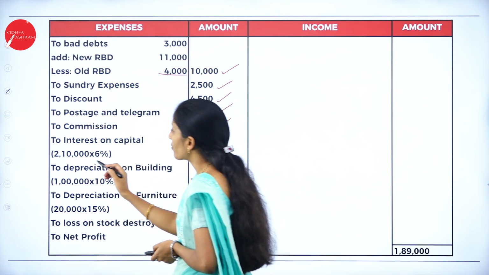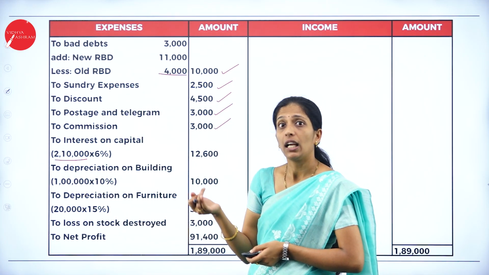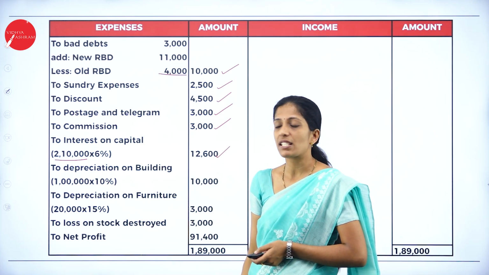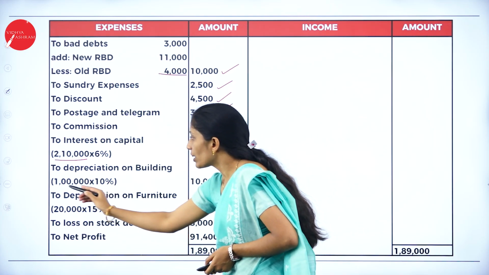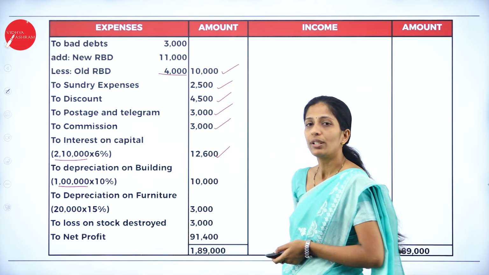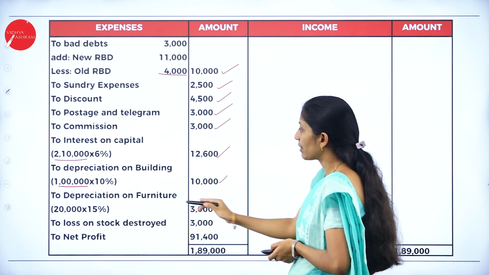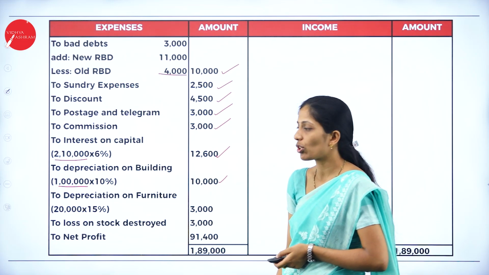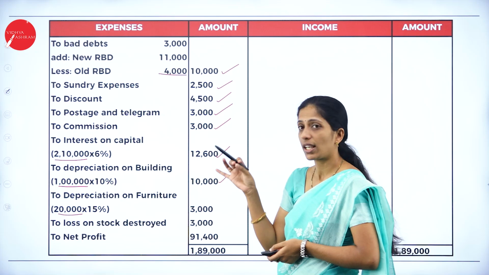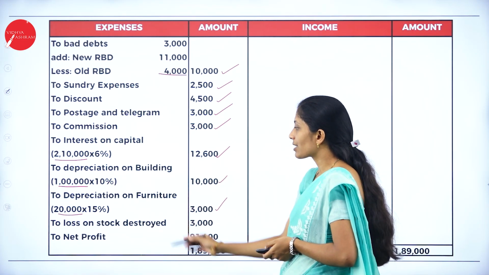Interest on capital. So you have to calculate on capital. 2,10,000 is capital into interest 6%. So you'll get 12,600. Depreciation on building. So we know the value of building is 1 lakh, which is given in the trial balance, into 10% they have given in the adjustment. So calculate that, you will get 10,000. Depreciation on furniture also. So 20,000 they have given as the amount of furniture in the trial balance, into 15% you will get 3,000. Next, loss.